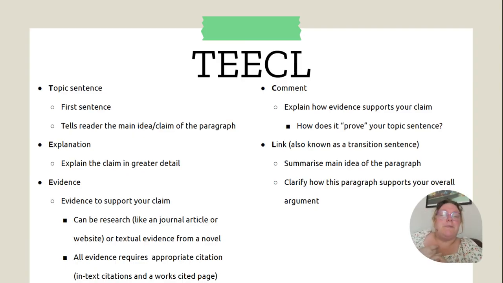So you would explain how the evidence supports your claim, or how does it kind of prove your topic sentence. And then you will link. So it's going to also be like a transitional sentence, but summarize the main idea of the paragraph and then clarify how this paragraph supports your overall argument. So you're going to link this whole topic sentence, this main point, to how it is proving your thesis.